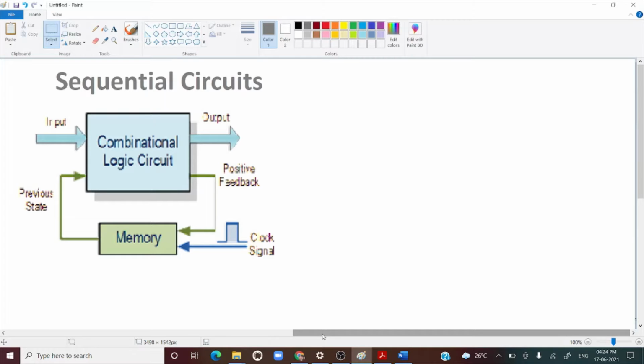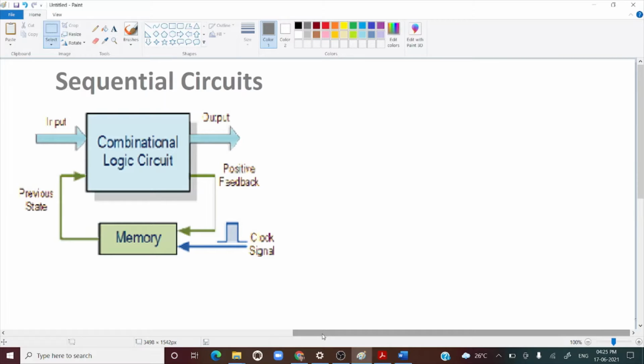Now, this is the next part of digital electronics, and it is a very important one, that is sequential circuits. First you need to understand the difference between combinational and sequential circuits and the basic concept of the sequential circuit, and only then can we study the examples or the actual sequential circuits and their applications.